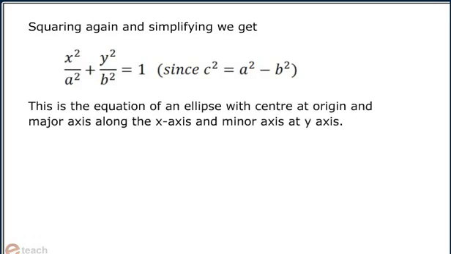This is the equation of an ellipse with the center at the origin, major axis on the x-axis and minor axis on the y-axis. Observations: from the equation derived above, we can make the following observations.